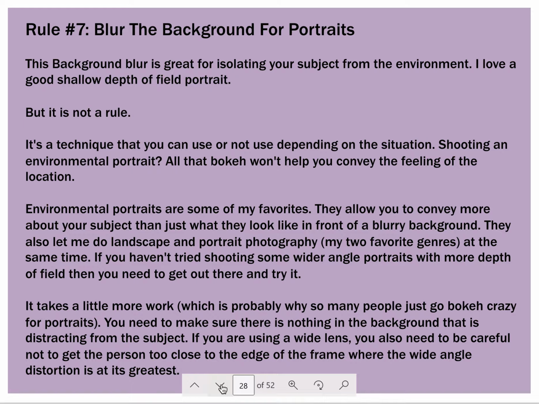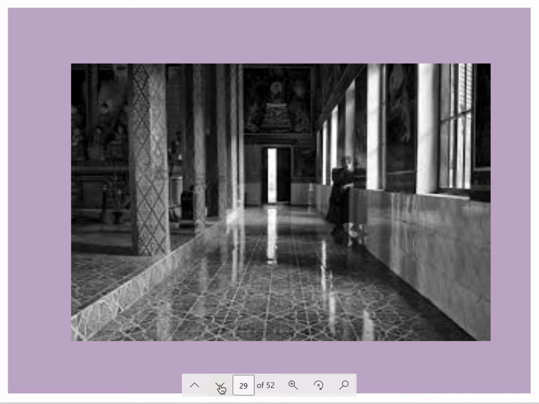Blur the background for portraits. We have talked about this most of the time, that you want to blur the background. But you can break it, right? So let me show you environmental portraits, and we're going to talk more about what those are, times that you want to not blur the background in your portraits.